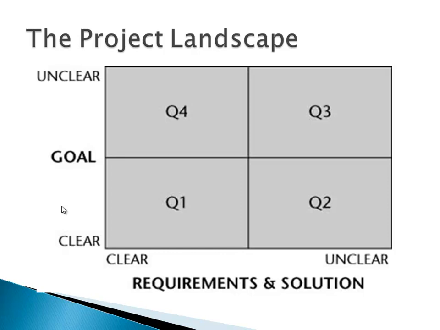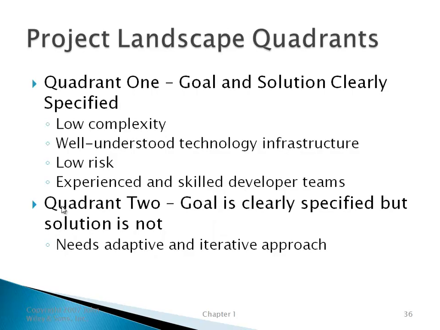In the third one, unclear goal, unclear requirements and solution, which is the hardest. And the fourth one has unclear goal but has clear requirements and solution. So the most risky one is the projects in the third quadrant, where we don't have a clear goal or a clear requirements and solution for that project. And this is a description for the 4 quadrants as being stated.